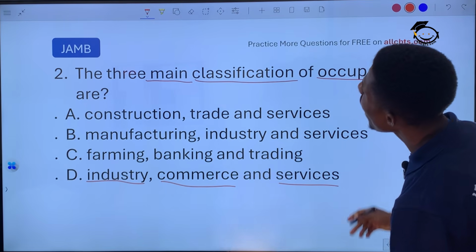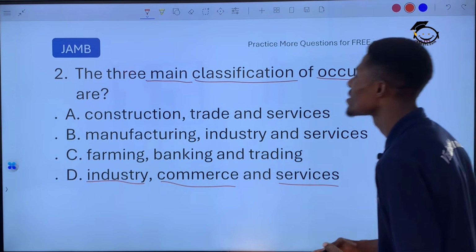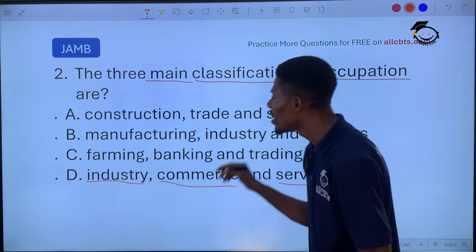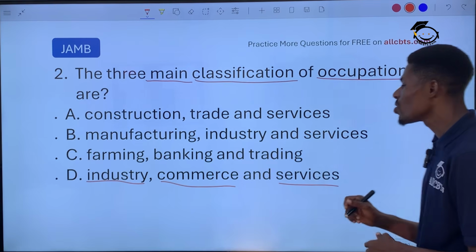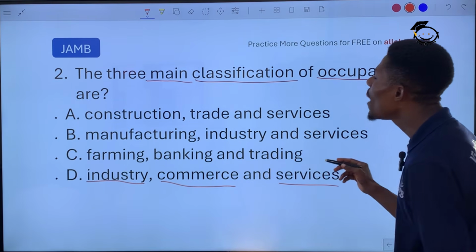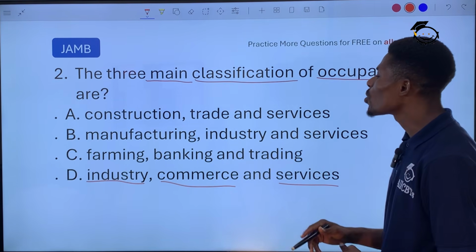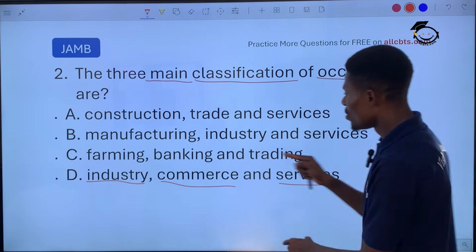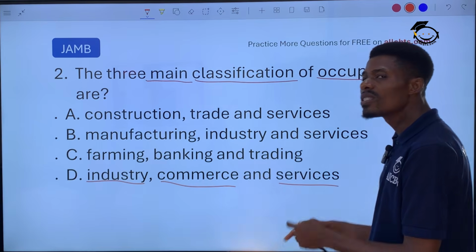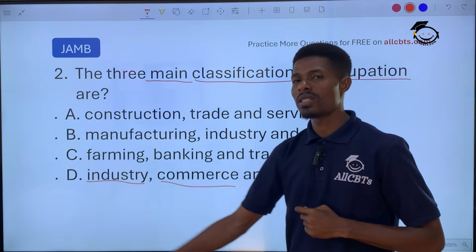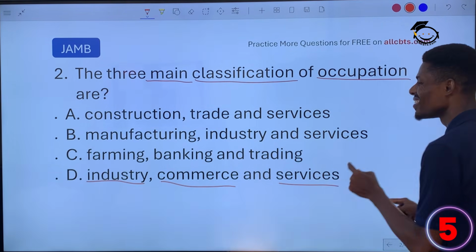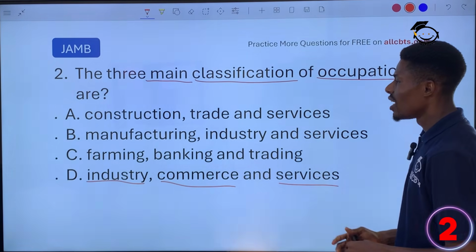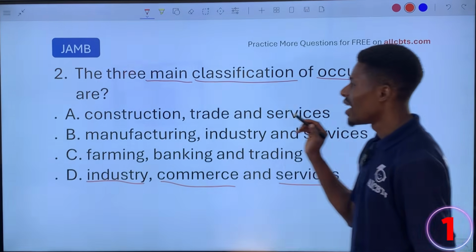Now, why is it that our answer is not A, it's not B, it's not C? It's because A, B, and C do not talk about manufacturing, do not talk about distribution of goods and services to meet the needs of customers, and do not talk about rendering services professionally to meet the needs of customers. That is why our answer is not those.